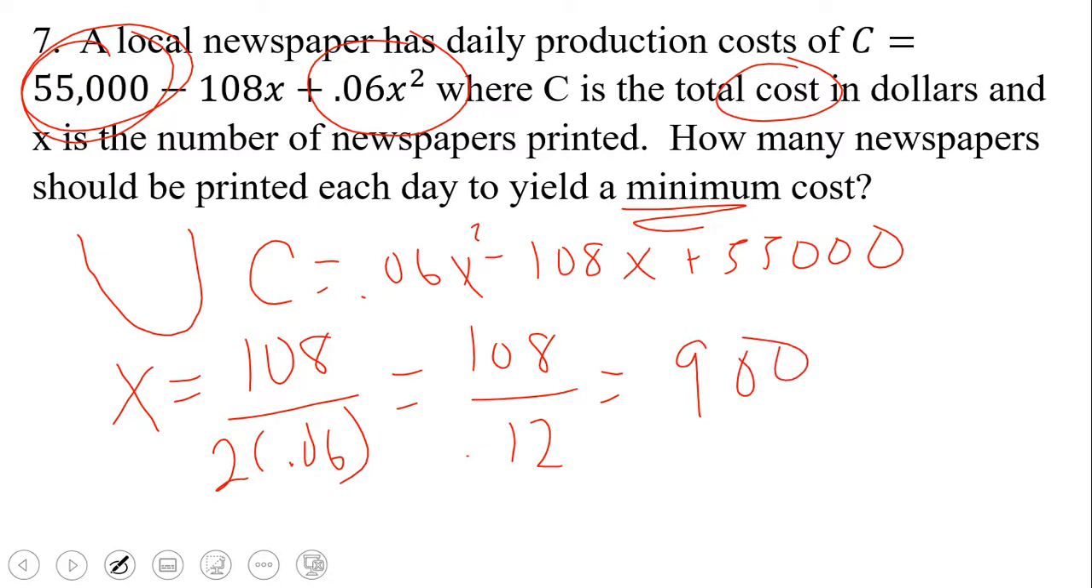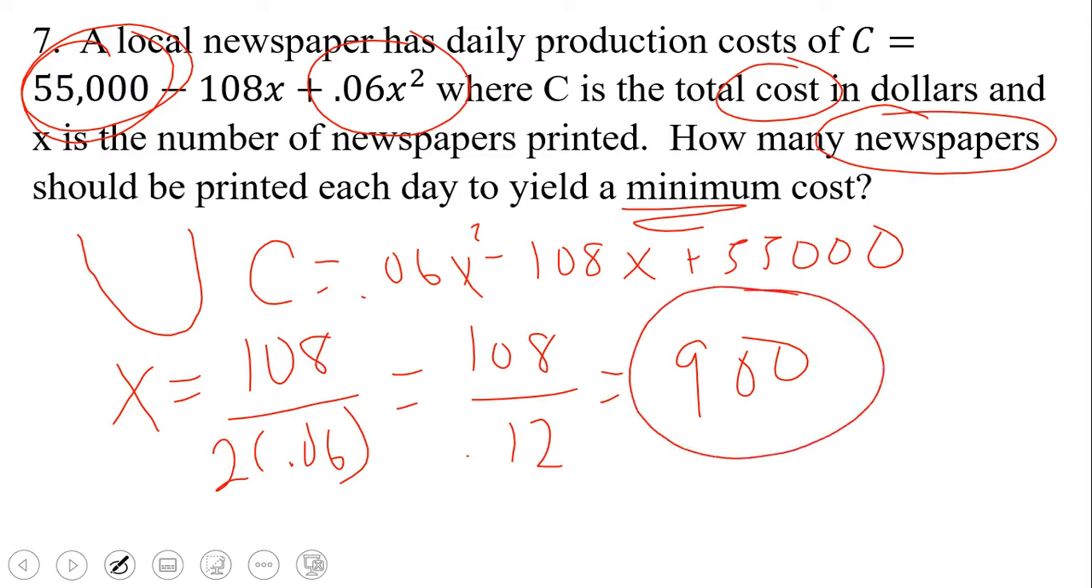Because the question said how many newspapers should be printed in order to yield a minimum cost, the x value of the vertex is your answer. So the answer is 900. And again, 900 what? Newspapers.